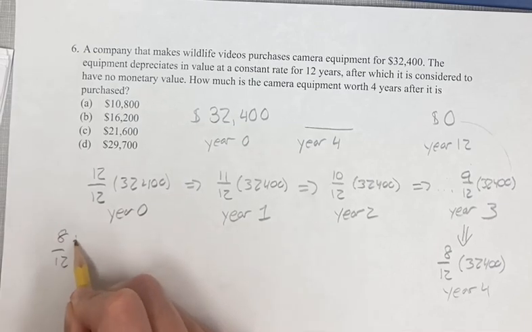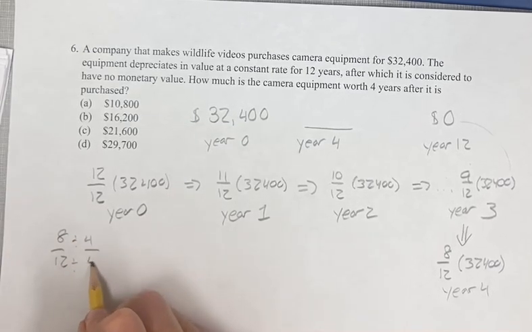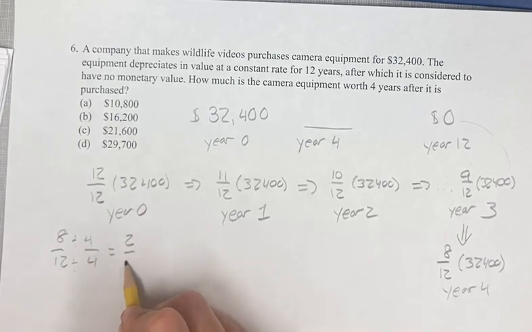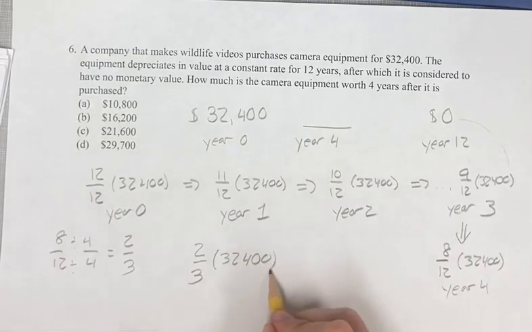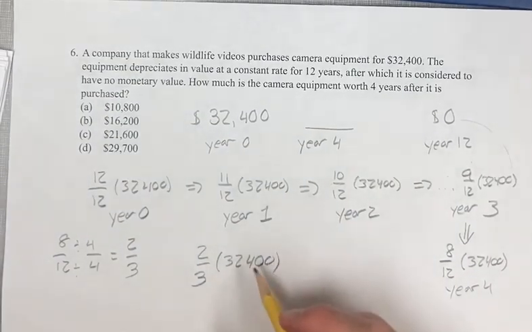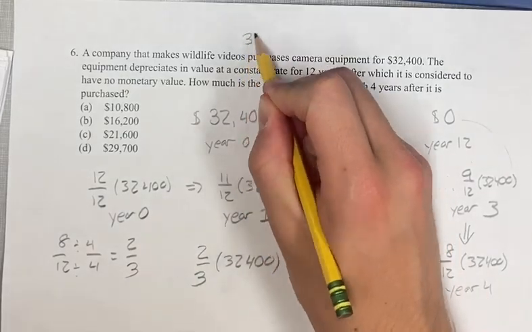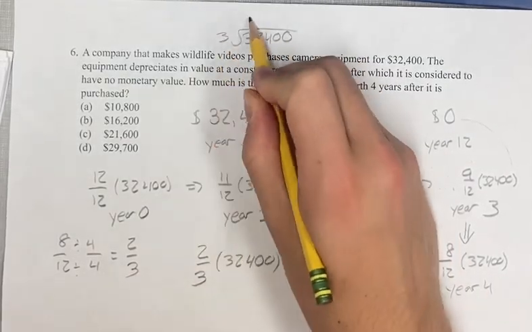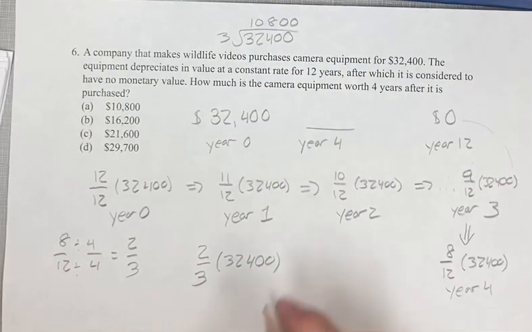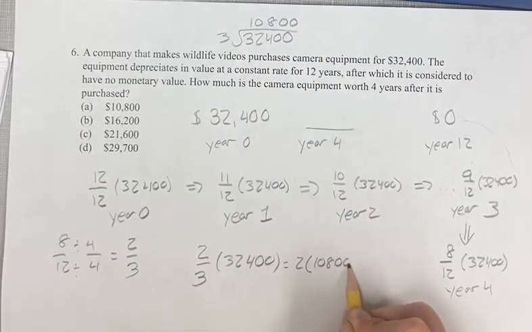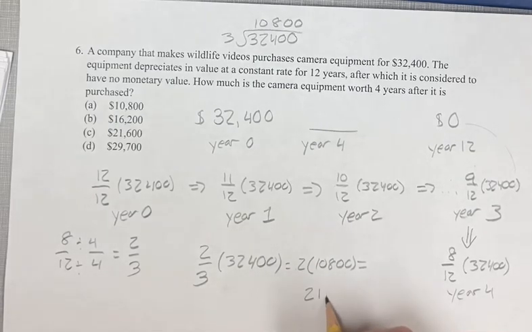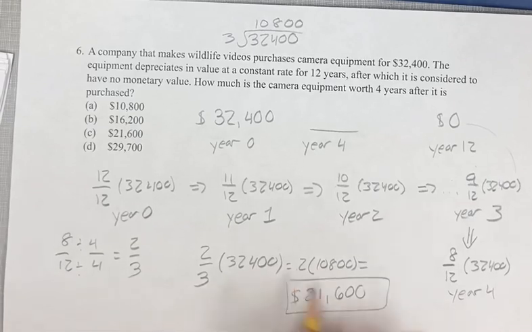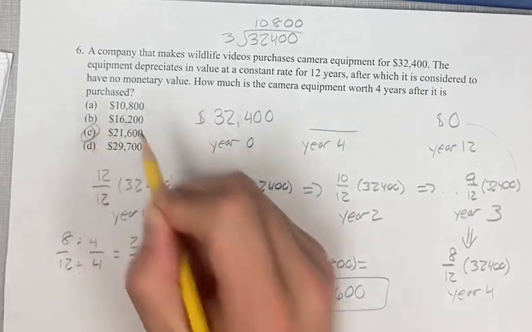8/12, just to simplify this a little bit, divide both sides by 4, means that this fraction is equal to 2/3. So we're looking for 2/3 of 32,400. Okay, so you take 32,400 and divide by 3. You get 10,800. So you have 2 times 10,800. Again, you could just plug this into your calculator, but this is on the no calculator section, so you gotta do it the long way. 2 times 10,800 is $21,600. This is the value of the camera equipment after 4 years, which means C is gonna be your final answer.